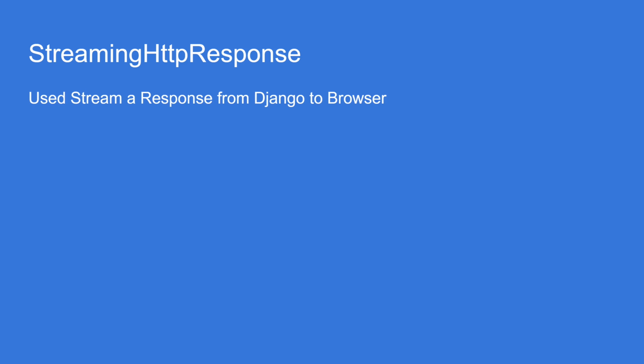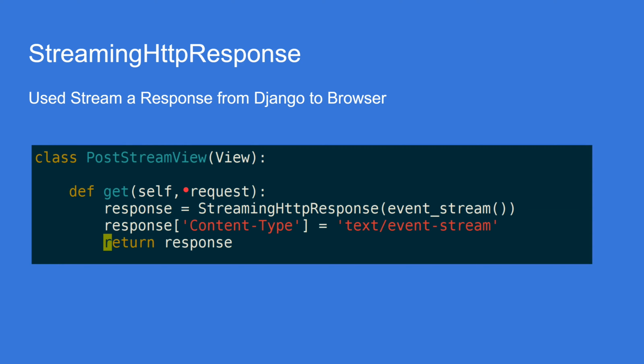Use a streamed response from Django to the browser. It's the opposite of HttpResponse, which only has a short-lived request. This will help us create an API into a stream of real-time data. Here's the basic example code. We are passing an iterator that yields the content to the StreamingHttpResponse. Since we are going to use server-side events, the content type that we are going to use is text/event-stream.